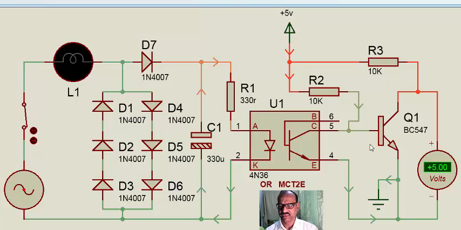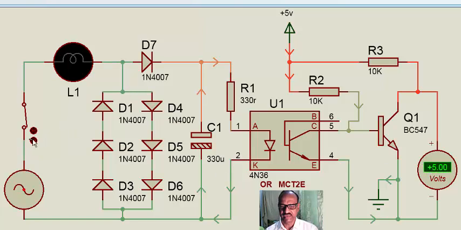In the process, this transistor is deprived of any base current, because the base current is now diverted to the ground, so this transistor is deprived of the base current. Once this transistor is deprived of the base current, what we notice is that this point goes high, and that is how we get 5 volts here.